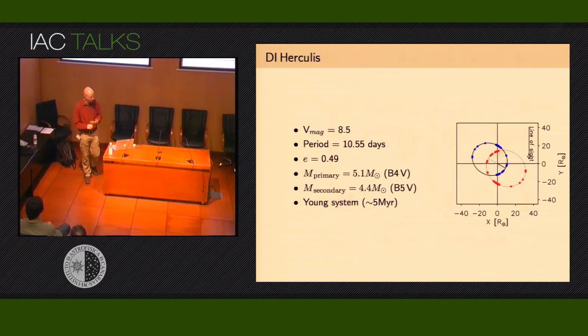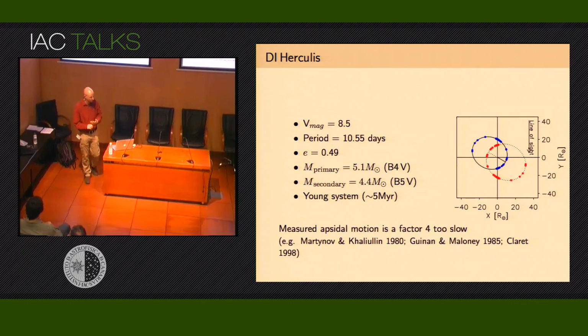Okay, and the first system, or one of the first we measured this in, is DI Herculis. On the right side you see a pole-on view of the orbit. So we would look from inside the plane of the projection up here, and we see the system eclipsing. It's two very massive stars. The system is very young, on a highly eccentric orbit. And what's interesting about the system is that the apsidal motion, which is measured in the system, is a factor of 4 too slow for what you would predict given its system parameters.